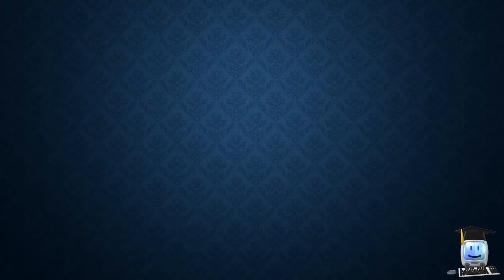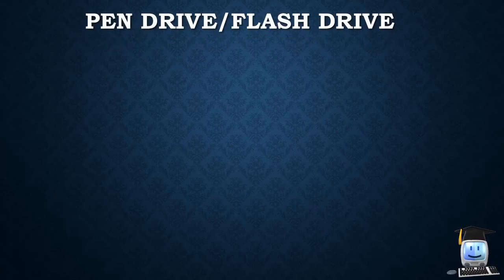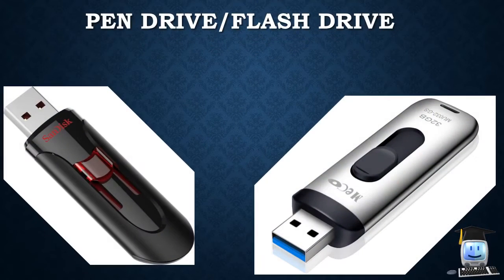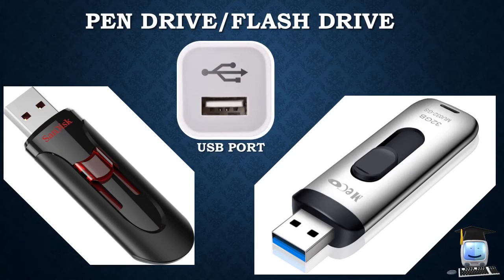Next is pen drive. It is also known as flash drive. It is a small pen-like storage device that can be attached outside the computer at a place called USB port. It can store up to 128 GB of data and it is used for copying and moving data from one computer to another.